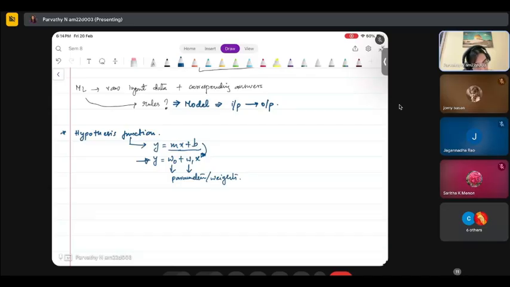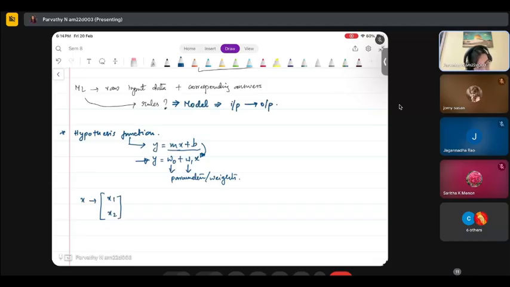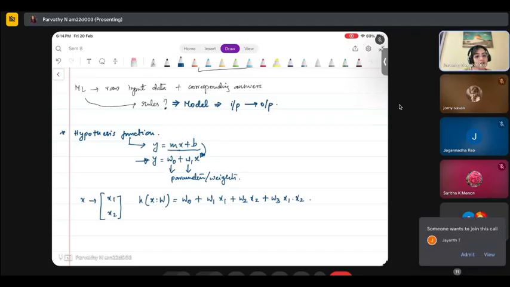Okay, so suppose you have an input vector x, and this x has two components x1 and x2, and you write the hypothesis function h of x, w is equal to w0 plus w1 x1 plus w2 x2 plus w3 x1 x2.